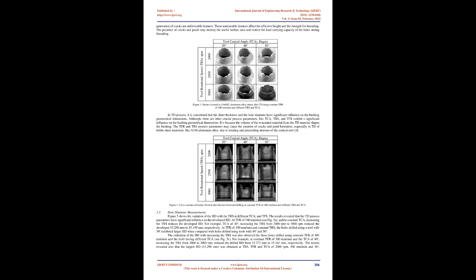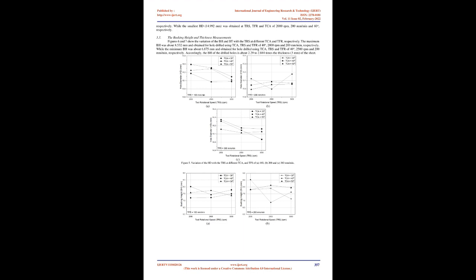Figure 3 shows photographs of typical bushes formed after TD of AA6082 alloy sheets using different TRS, TCA, and a constant TFR of 200 mm/min. The photographs show the views of bushing from the bottom of the sheets. Typical photographs of the cross-sections of bushes formed in thermal frictional drilling of the AA6082 aluminum sheets using different TRS, TFR, and TCA are shown in Fig. 4. Cracks and petal formation in bushing were noticed in some samples.